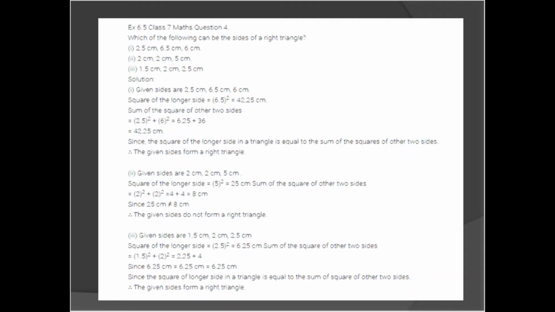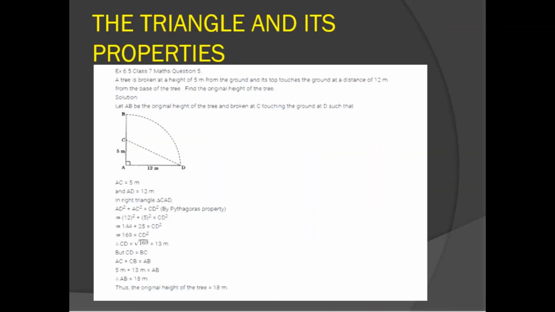Since the square of the longer side of a triangle is equal to the sum of the squares of the other two sides, these are the given sides of a right triangle. In this way you can try the second and third parts. Moving to question number 5.